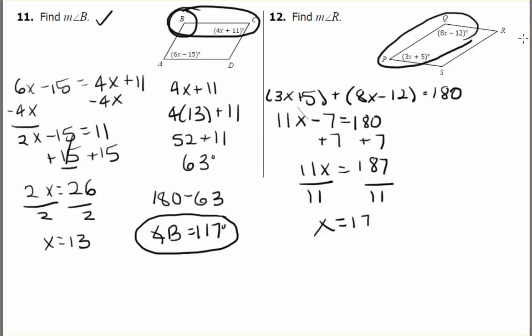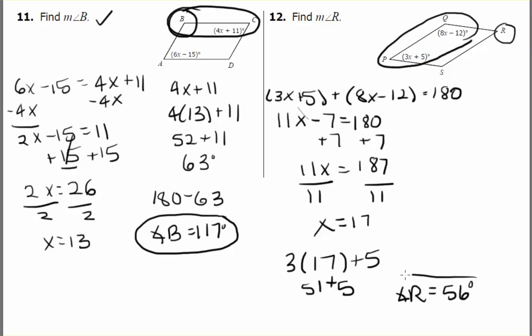It asked me to find angle R, so I'm not done yet. But what we can do is, if you notice, angle P and R are across from each other, and those two angles will be the same measurement. So I'm going to substitute 17 in for angle P, because that'll give me angle R since they're across from each other. And we know that in parallelograms, opposite angles are congruent. So then I get that angle R equals 56 degrees.